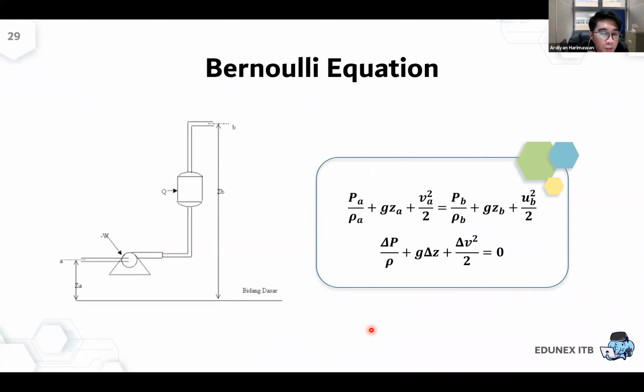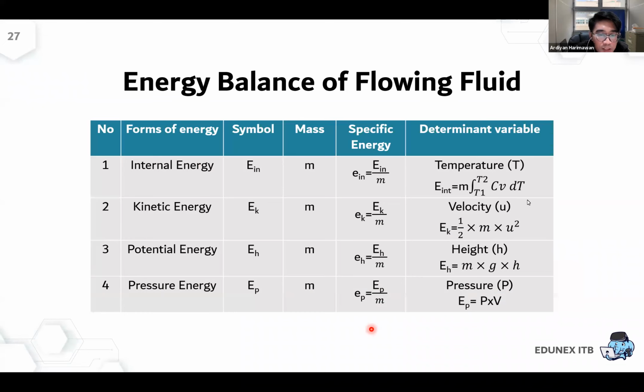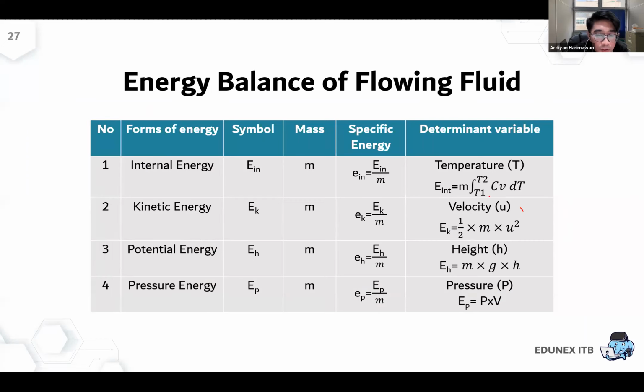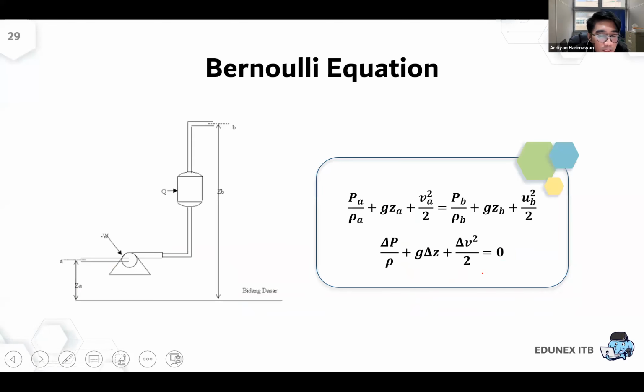So if you write it in terms of energy, it would be this one. This is the component of energy in Bernoulli. This is the pressure energy. Pressure energy is pressure times volume, so pressure times mass divided by the density.